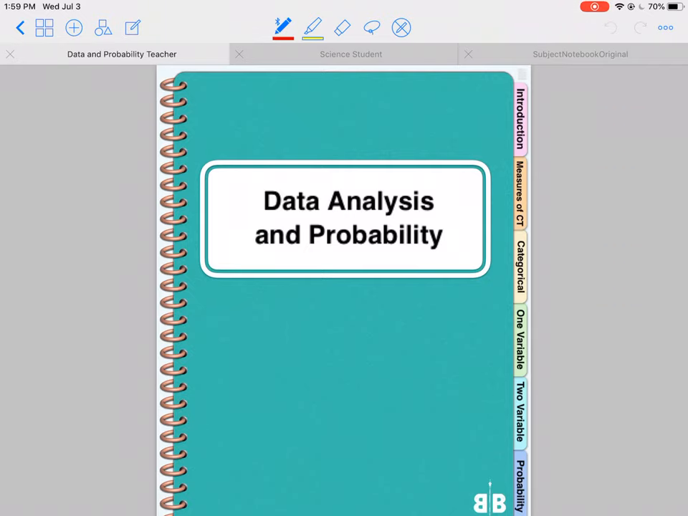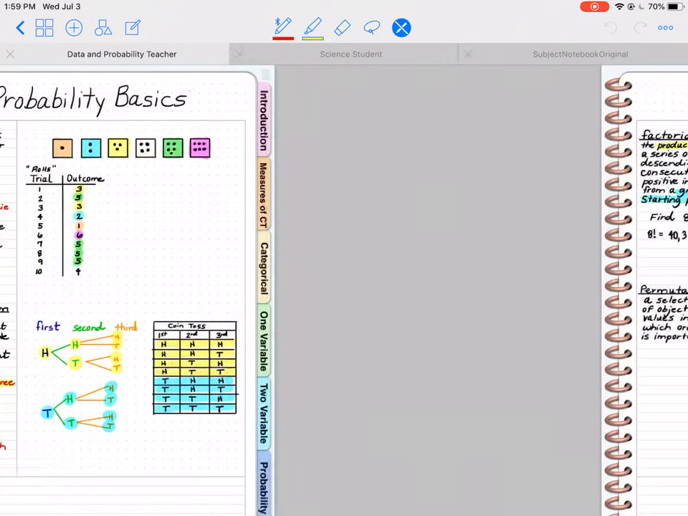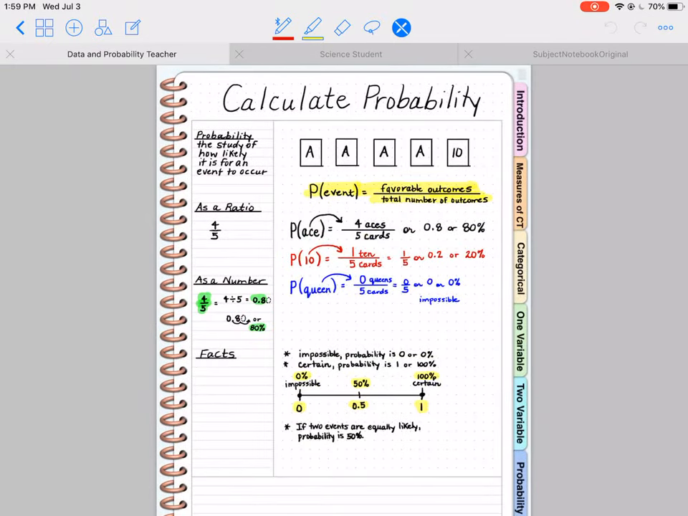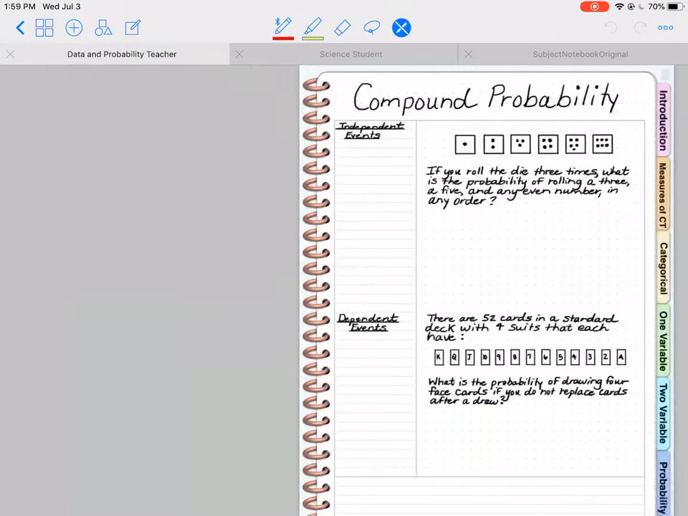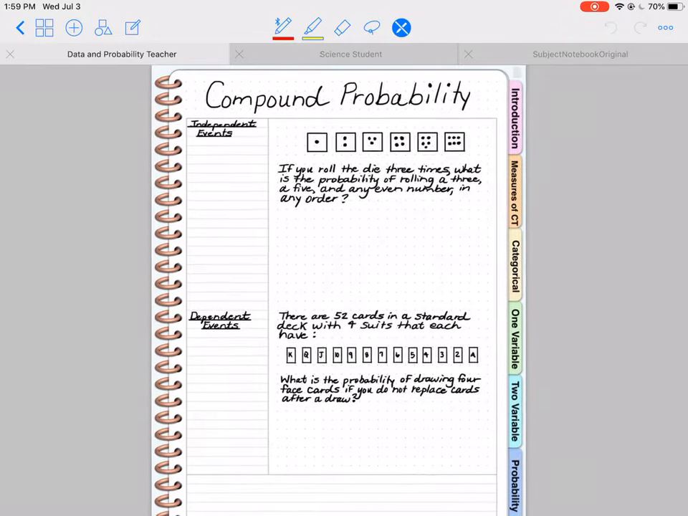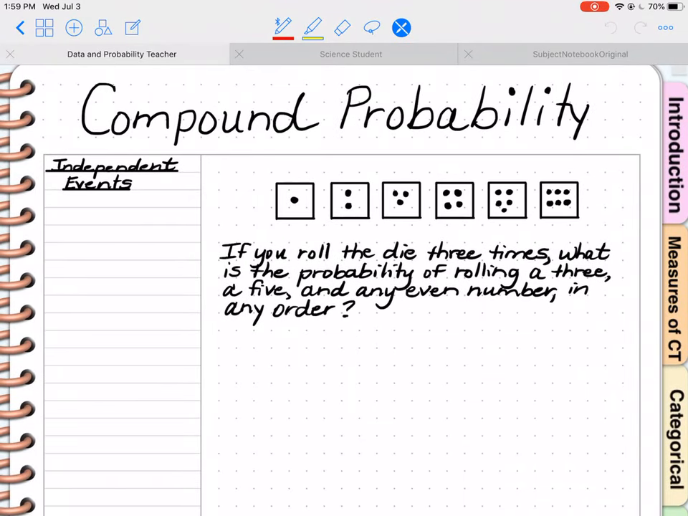We are in the probability module. We have looked at a lot of things here. I am scrolling over, turning the pages to compound probability, and I'm going to zoom in. I will probably do this in two separate videos just so they're not so terribly long.